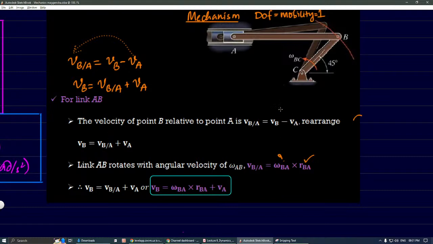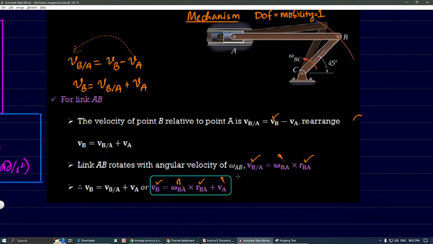VB minus VA. VB is known now, we just now found it. VA is not known. In this equation also, if you see closely, VB is known. Omega BA is not known. RBA is known. Velocity of A is not known. Lots of unknowns are coming. Only if there is only one unknown can we find the value, right?